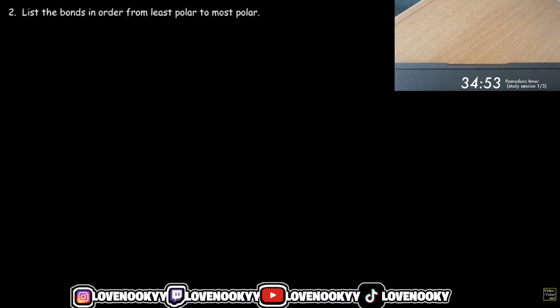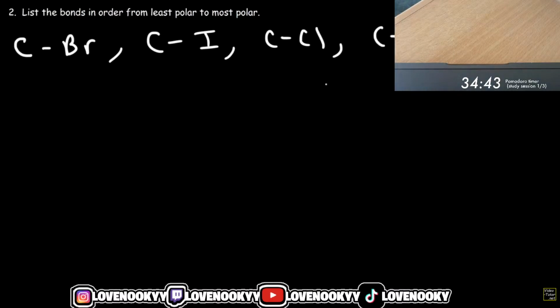Here's another problem for you. List the bonds in order from least polar to most polar. Let's say we have the carbon-bromine bond, the carbon-iodine bond, the carbon-chlorine bond, and the carbon-fluorine bond. Go ahead and try this. Now we know the electronegativity of carbon is 2.5. But what about the halogens? Let's see if we can do this without using the numbers, but then we'll confirm it with the numbers.